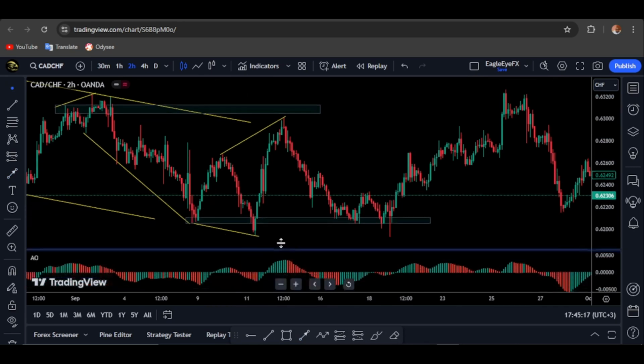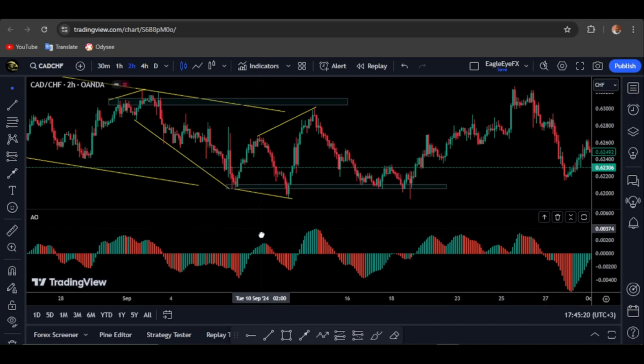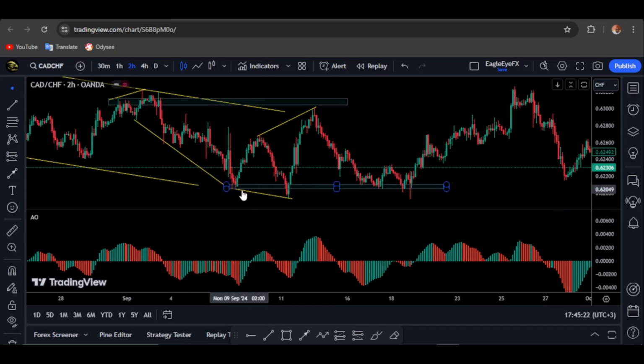The next thing we want to do is use our awesome oscillator to look for divergence. And what do you see here? As the market was giving us lower lows, the awesome oscillator was giving us what? Higher lows. So that's a clear divergence. So once the market comes to tap this level, we are looking for what? We are looking to buy.